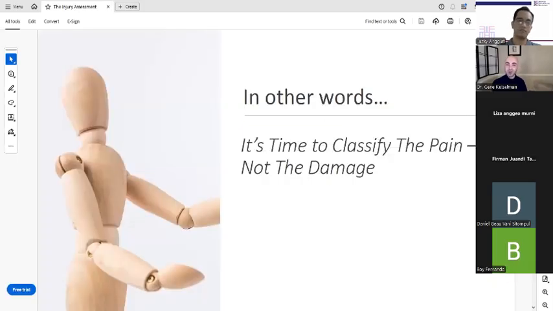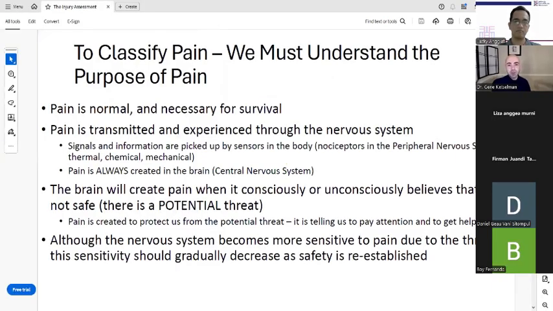So in other words, what we're saying is it's time to classify the pain, not the damage. The MRIs, the CAT scans, the X-rays, all the imaging testing, that classifies damage. It puts a label on what damage we have in our tissues. But again, that doesn't necessarily correlate with pain. So we are going to classify the pain now. So to classify the pain, we must understand the purpose of the pain.